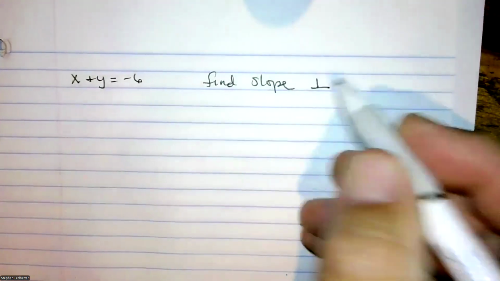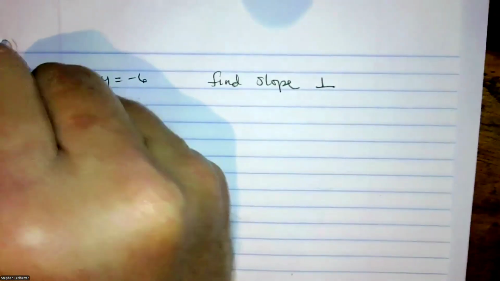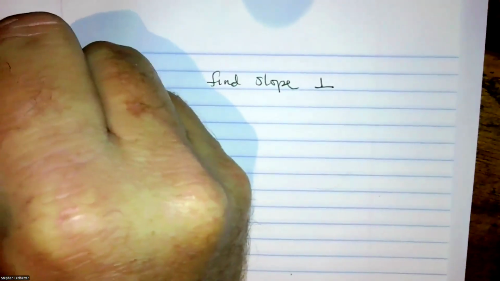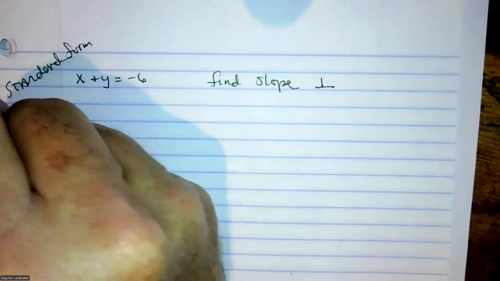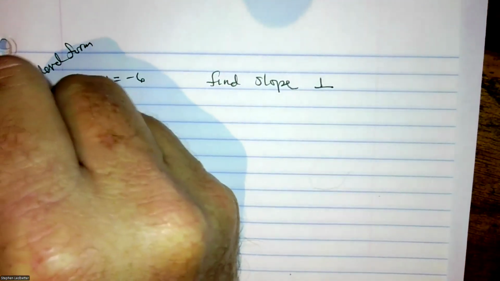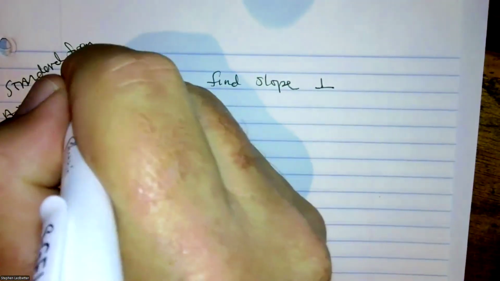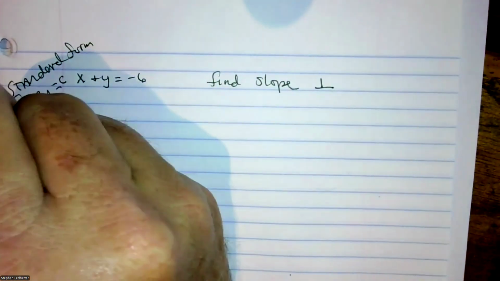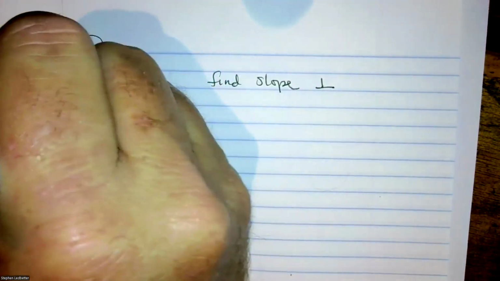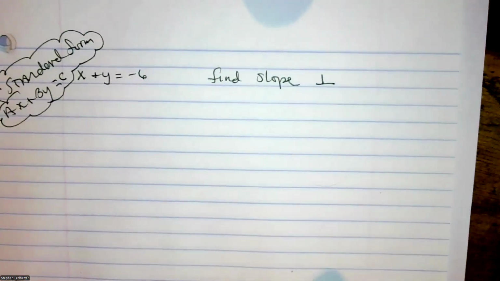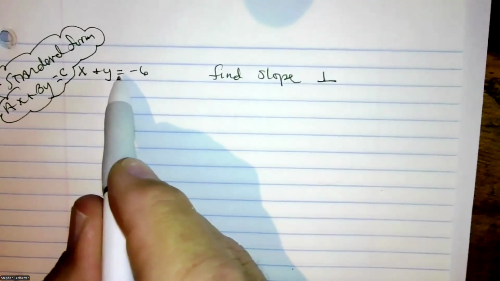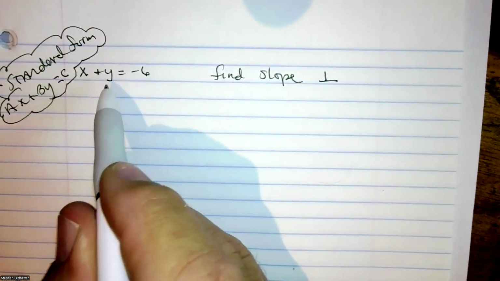All right, so remember this is in standard form. Standard form is when you have your X and your Y on the same side of the equal sign. Then you should have a little number by itself. This is in standard form right here. You can see the X and Y are together on the same side.